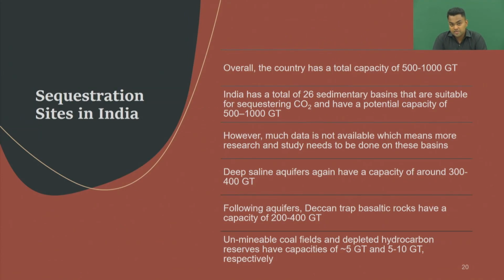The maximum capacity of sequestration held by the country stands at around 1000 gigatons, which includes many sedimentary basins scattered across the country. Deep saline aquifers and Deccan Trap basaltic rocks also serve as a suitable location for sequestering carbon dioxide. Apart from them, unminable coal seams and depleted hydrocarbon reserves can also be used.